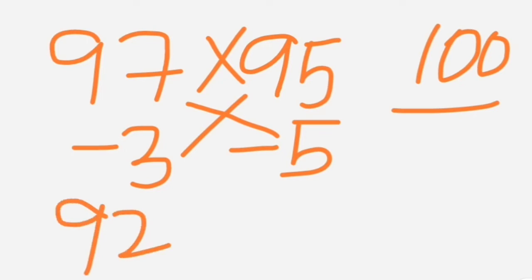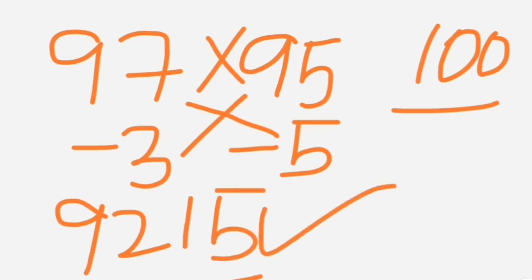Minus 3 into minus 5 would be 15. That's it, directly we are writing 15. If we get only a single digit, we are supposed to write it in 2-digit form by adding 0. So 97 into 95 would be 9215. Let's take one more example.